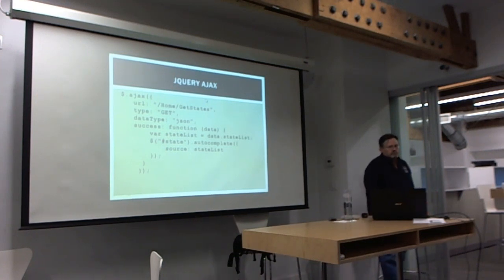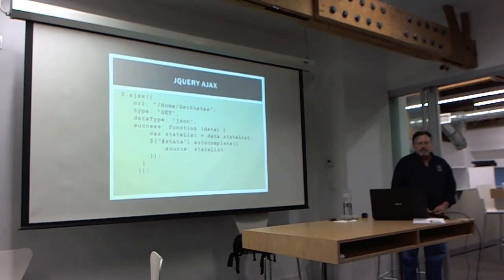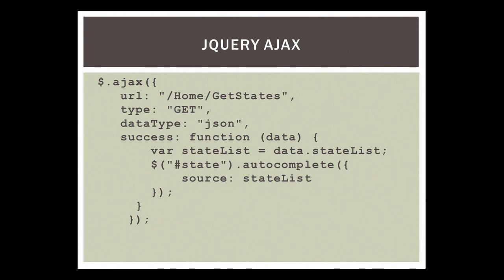So this is an ajax call to get a list of states and then do something with it. I have my URL up there, what the method type is, if it's get or post. I'm expecting JSON to be returned back to me. And then on success, I have this function where I want to do something with that data that just came back. In this case, I have a text field with an ID of state, and I'm using the jQuery UI widget, which I'll go into a little bit later, called autocomplete, and then setting the source to that data that came back.